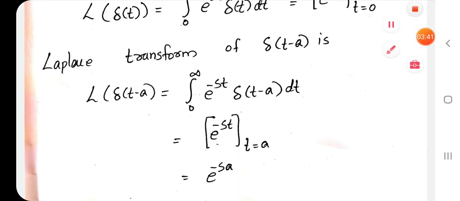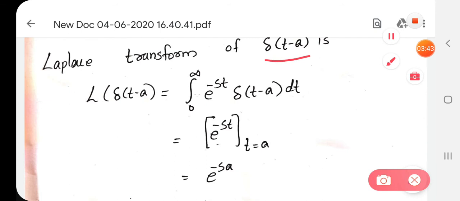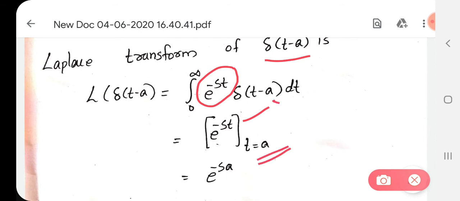The Laplace transform of delta t minus a is L of delta t minus a equal to integral 0 to infinity e raised to minus st into delta t minus a dt. So here f of t is e raised to minus st. So this value is e raised to minus st at t equal to a from delta t minus a. Then substituting t equal to a, this value is e raised to minus s a.